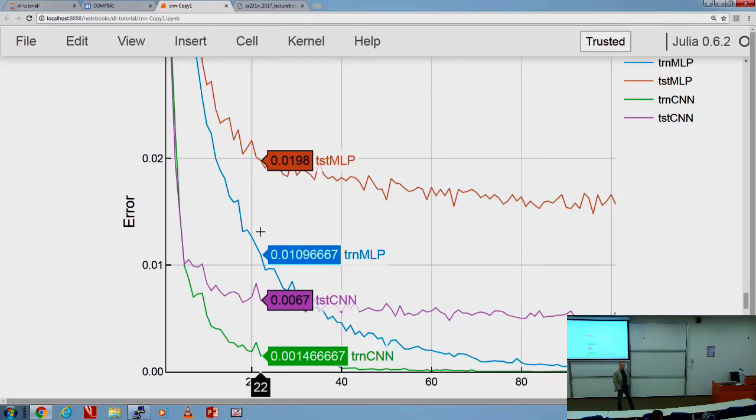Shall we get started? How many of you are doing projects that involve convolutional neural nets?